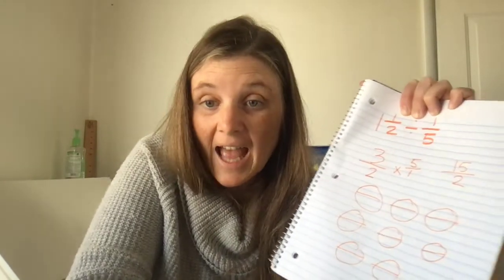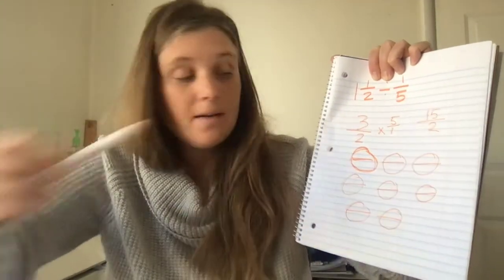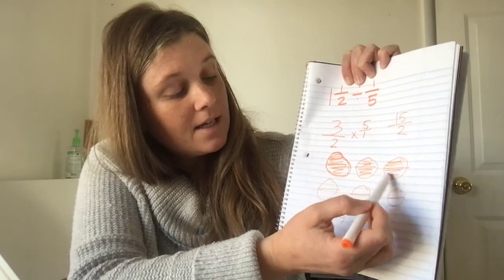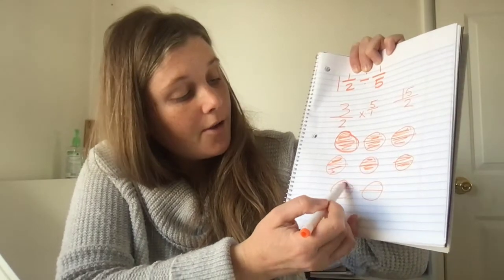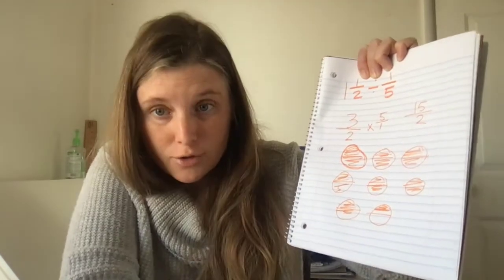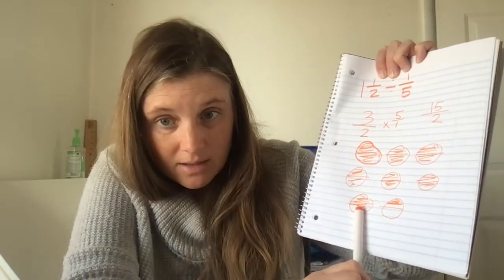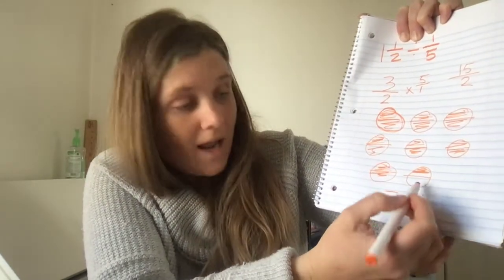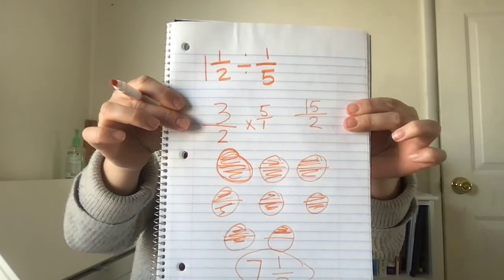Okay, we have 15 halves. So here's my whole, and then I broke them into halves. So we've got 15 of these. Ready? 1, 2, 3, 4, 5, 6, 7, 8, 9, 10, 11, 12, 13, 14, 15. Okay, so how many wholes do I have? 1, 2, 3, 4, 5, 6, 7. 7 wholes. All right, here. And then what? 1/2. Okay. So the answer is 7 and 1/2.